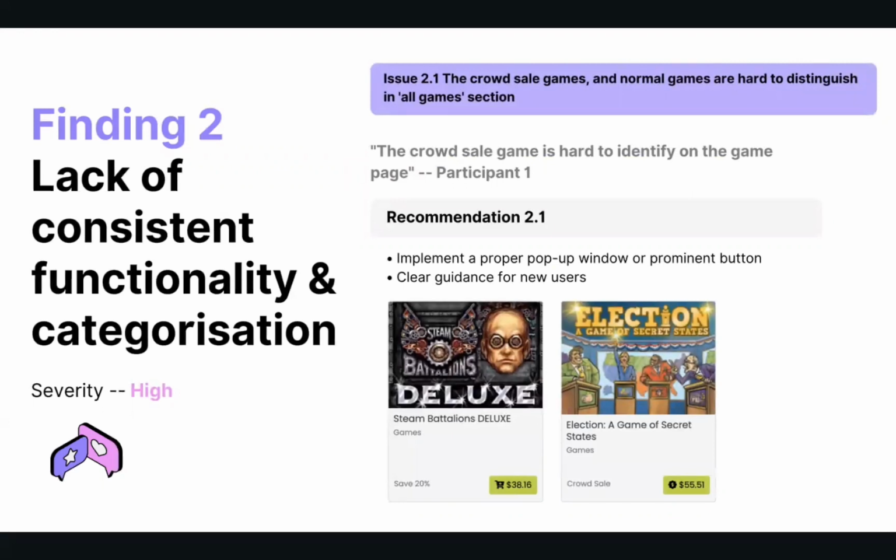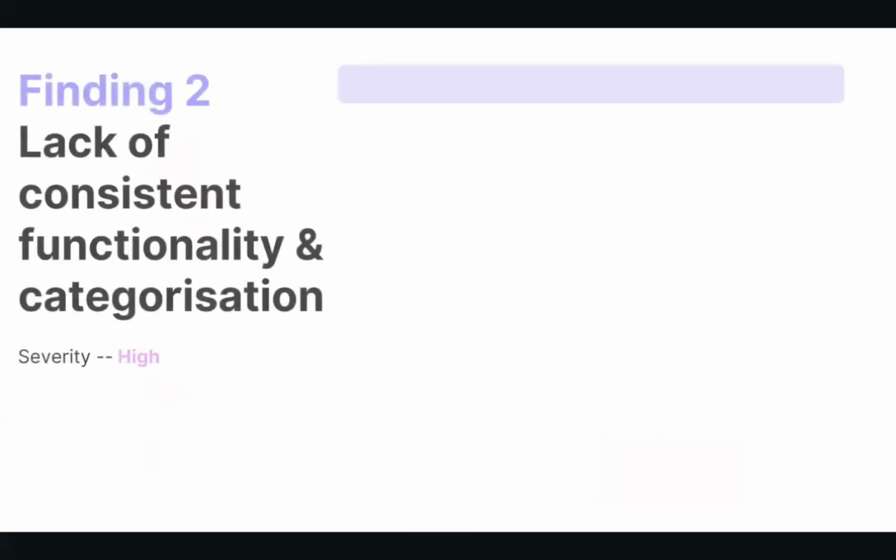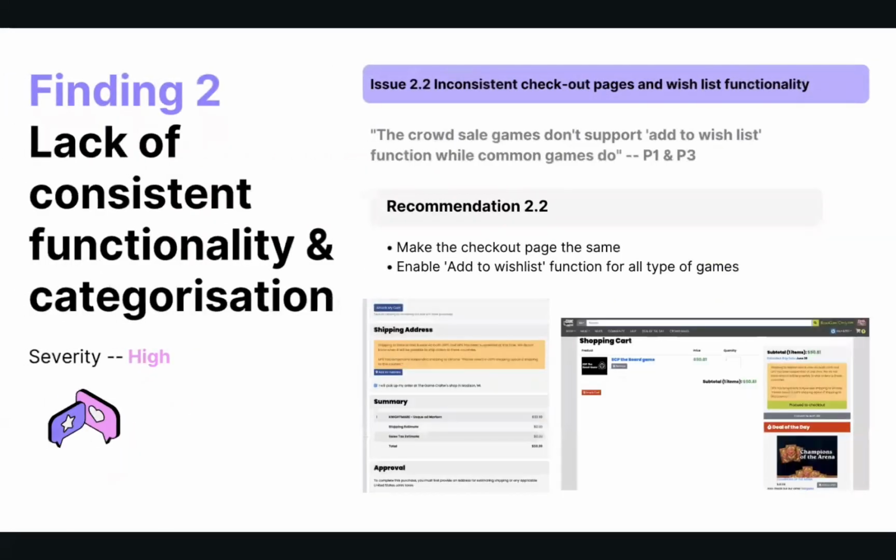Finding 2, lack of consistent functionality and categorization. Issue 1, the cloud sale games and normal games are hard to distinguish as shown in below. We recommend the website to make a pop-up window and provide a clear guidance for new users. Issue 2, the checkout pages and wish list functionality are inconsistent. We recommend the website to make the checkout page for common and pre-order games the same. Also, the add to wish list button should be available for all types of games.